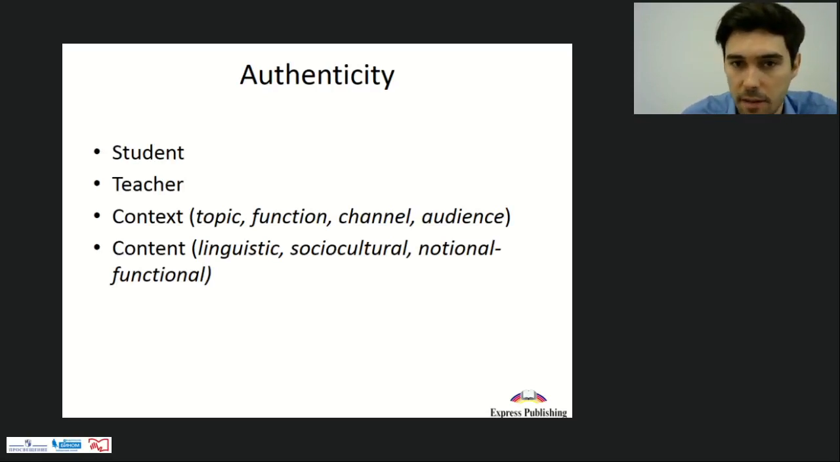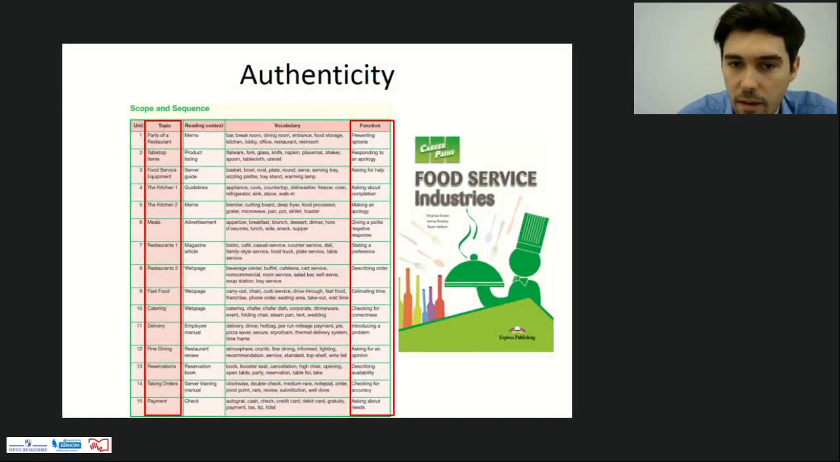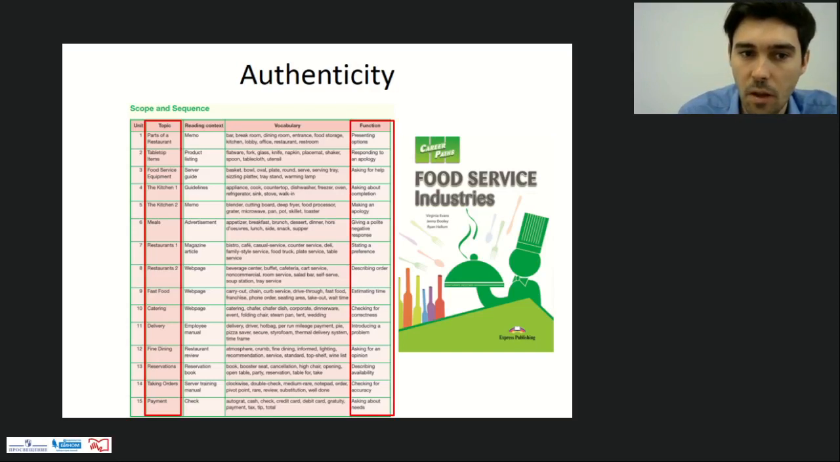So if we have a look at the next slide in terms of authenticity, we've taken here a scope and sequence from food service industries, from career paths, and we've highlighted in red some of the authentic areas that the students will be covering during the class. In terms of topics, for the food service industry, we have parts of a restaurant, tabletop items, food service equipment. So we're looking at authentic, realistic topics that the students will be developing their English skills with, because all of these topics will be something that they will use in their regular day-to-day working life in the food service industry.